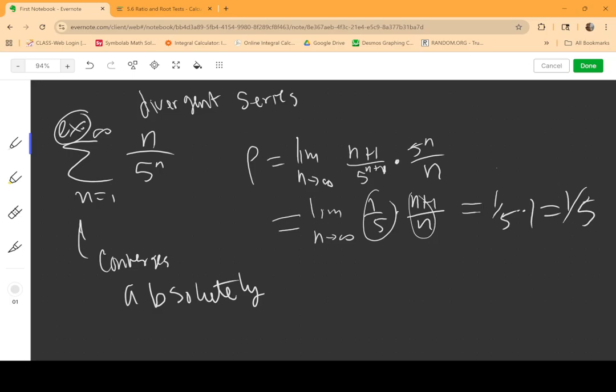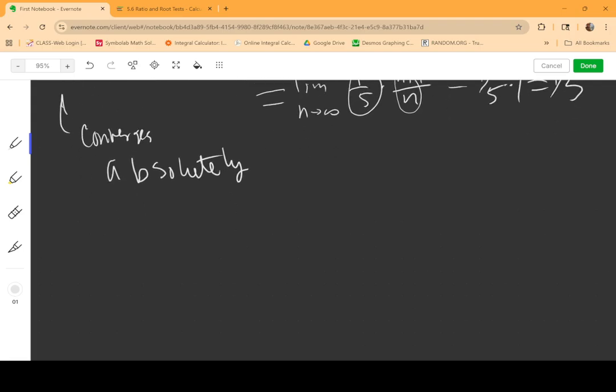Okay. All right, and again, as a reminder, what that tells us is that if this made this an alternating series, (-1)^n, that would also converge as well, right? Because we have absolute convergence here. All right, let's try one more example here.